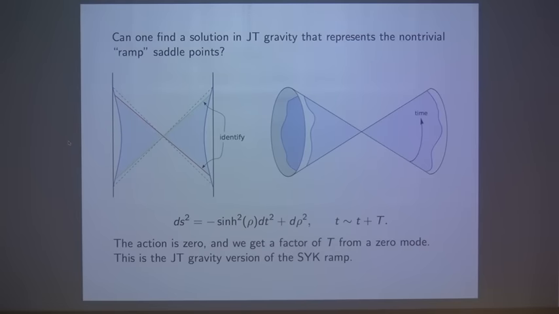So this space here is the Jackiw-Teitelboim gravity version of the SYK ramp. The zero mode factor of capital T arises in the same way it did before. We take the same cone, but we have to specify where the origin of time coordinates are on the two copies of the system. And a relative time translation of those two origins of time represents a physical zero mode.